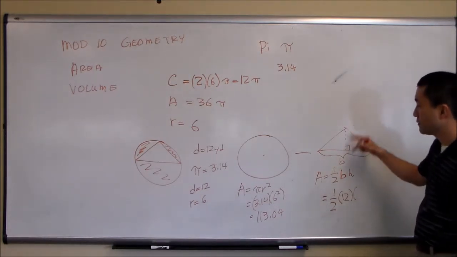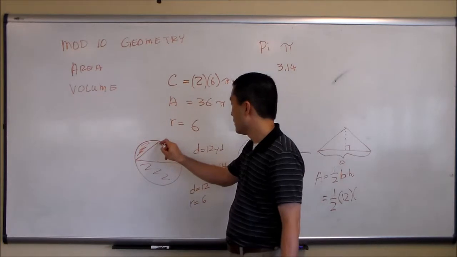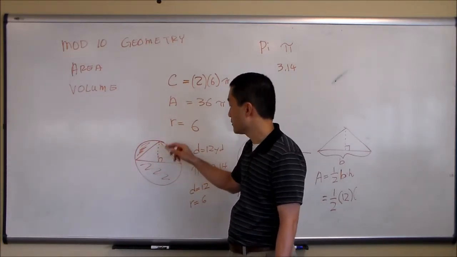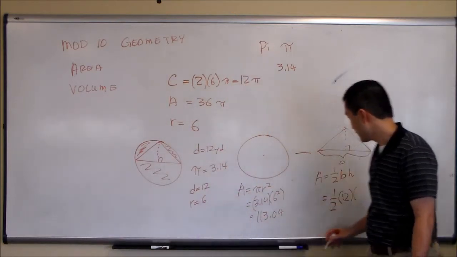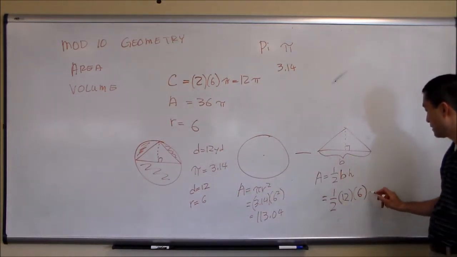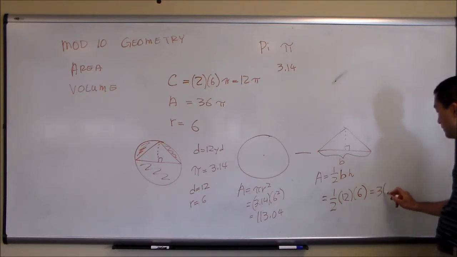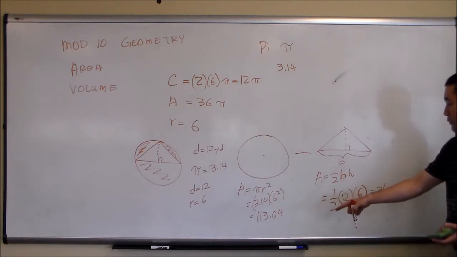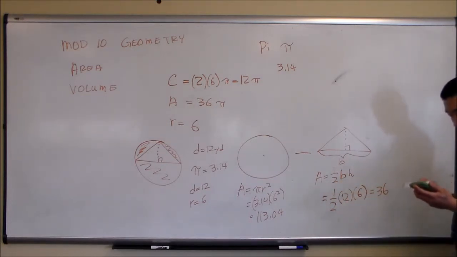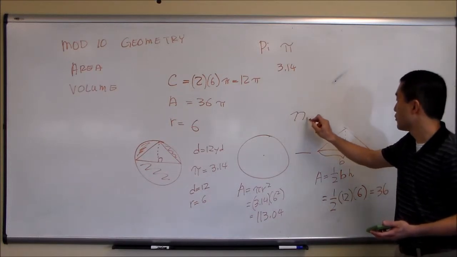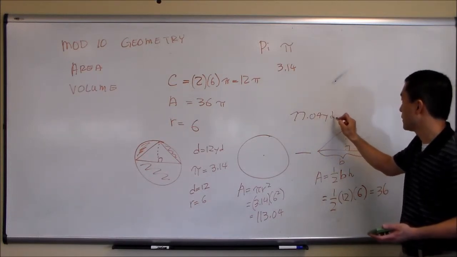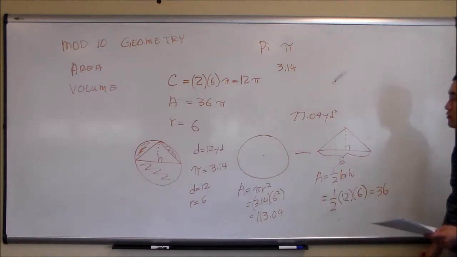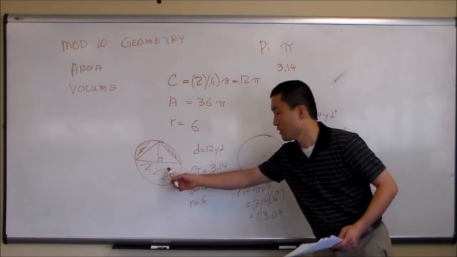What's the height? Well, the height would be here. If you look at it, it's the same as the radius. So radius 6. So type in the 6. So this would be 36. So if I do 113.04 minus 36, I get 77.04 yards squared. Okay. So that's how you do a problem like this where you're asked to find the shaded area.